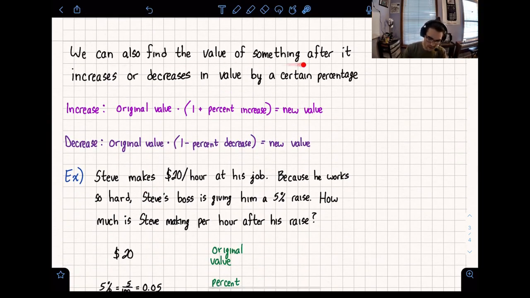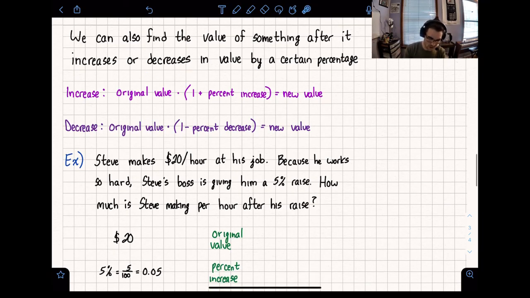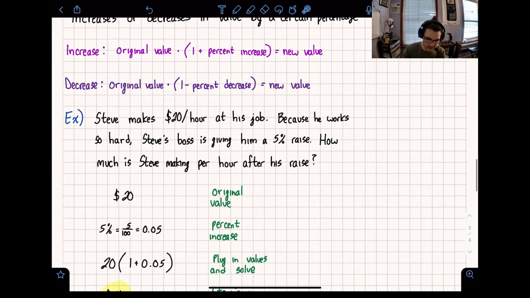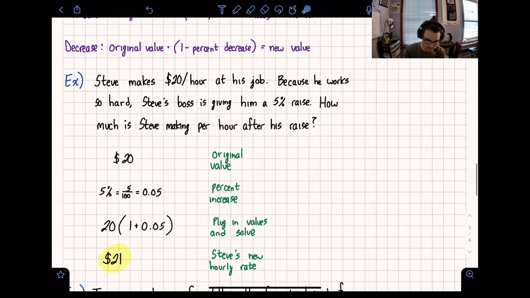We can also find the value of something after it increases or decreases in value by a certain percentage. So here are the two equations we need to find the value of something after we take the percent change into consideration. If we have an increase, you take the original value and multiply it by 1 plus the percentage, and that gives us the new value. And if we have a decrease, very similarly, we take the original value and multiply it by 1 minus the percent decrease, and that gives us the new value. And here we have an example going over both of these ideas.